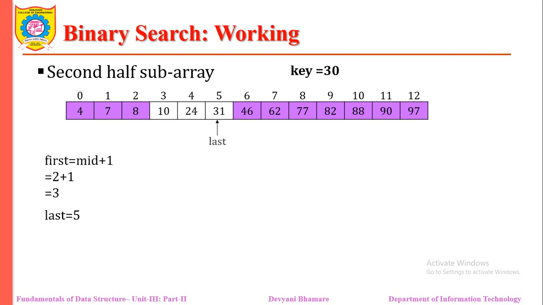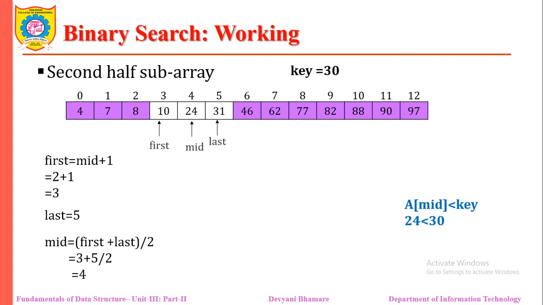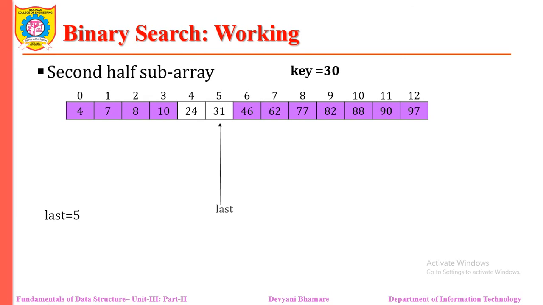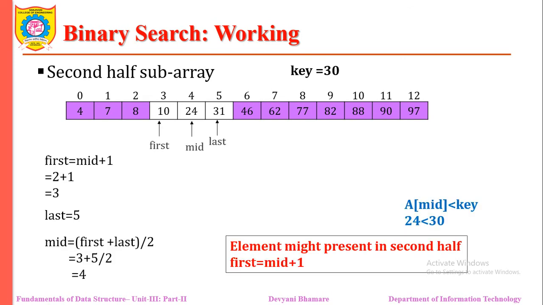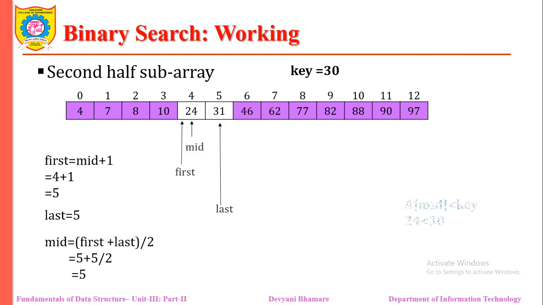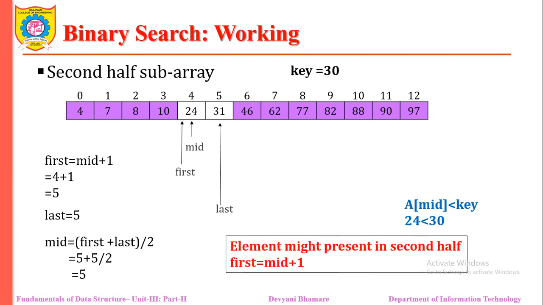That means here in this case the first is 3 and the last is 5. Again we are computing mid. It is 4 now. We are comparing, is A of mid equal to 30? No. Is A of mid less than 30? Yes. So we are saying that the element is present in the second half of our array. So in this case the first is changed to mid plus 1. So last is 5 and the first is also 5, right? And mid is also 5. So we compare A of mid with 30. No. Then we say it is present in the second half of our array.